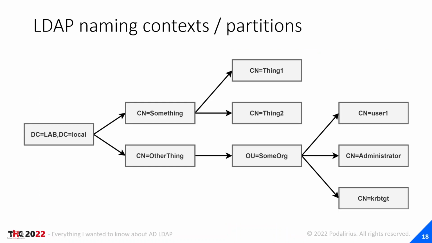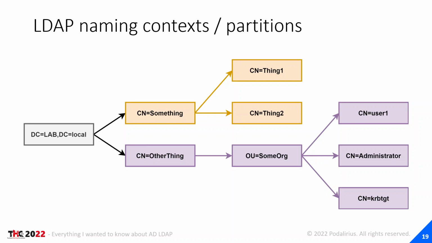In LDAP, you have something called naming contexts or partitions. These partitions are part of the tree structure and they are independent from each other, which means if we want to extract objects from these trees, we need to perform queries on the root object of this naming context. For example, in this graph, you see DC equals lab, DC equals local, CN equals something. We need to perform a query on CN equals something if we want to have anything with thing1 and thing2.